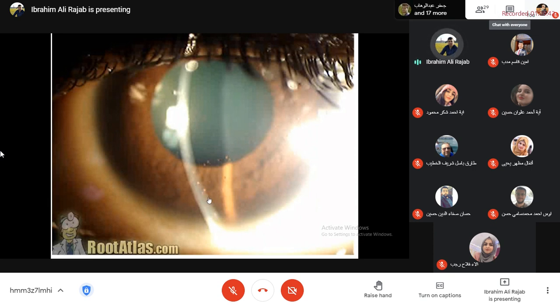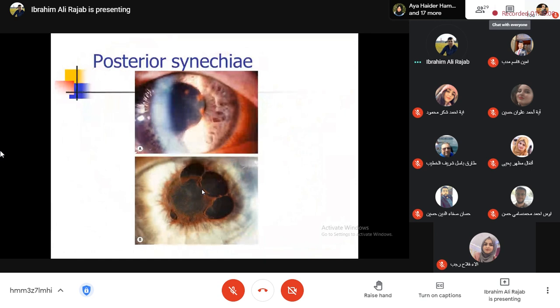On the endothelial layer of the cornea, on the slit lamp view, there is a dot. These dots are the keratic precipitate. The precipitation of white blood cells floating in the anterior chamber, indicating uveitis, will precipitate on the endothelium. We call this keratic precipitate.